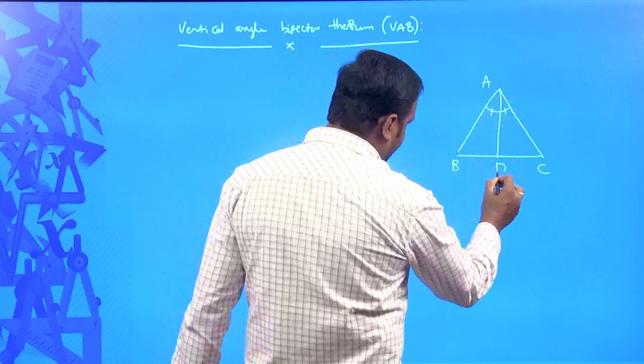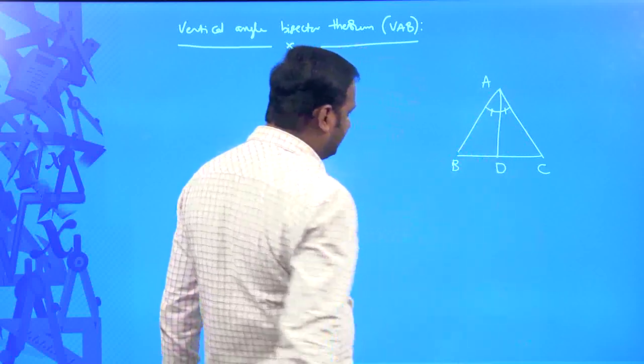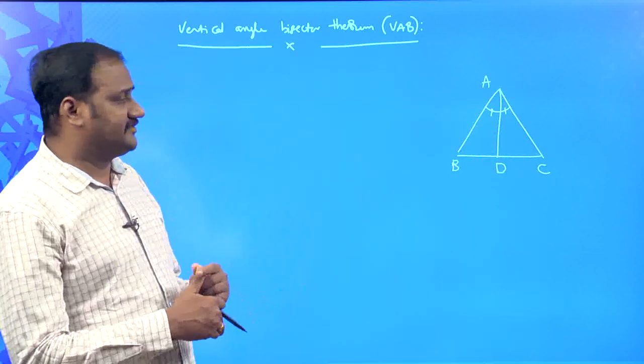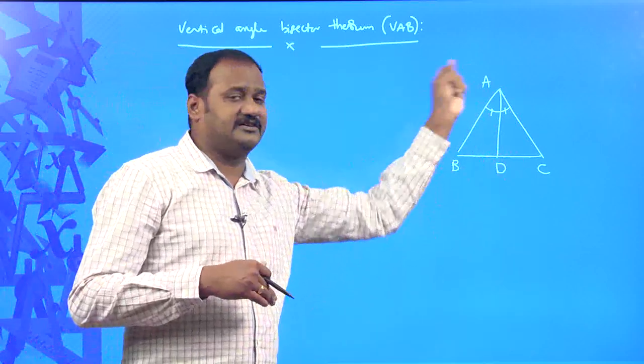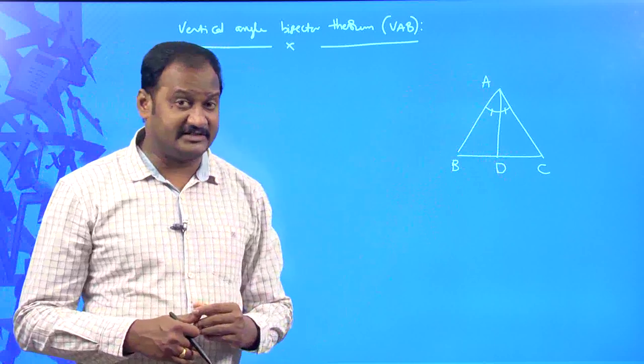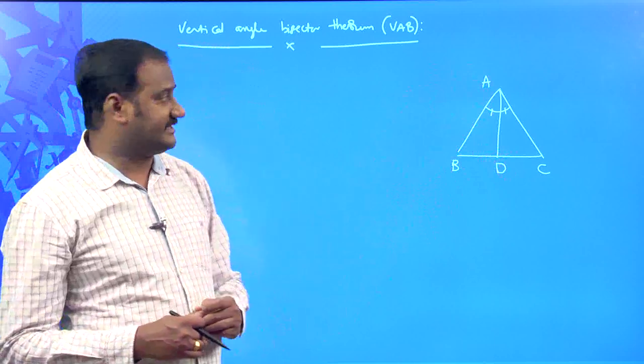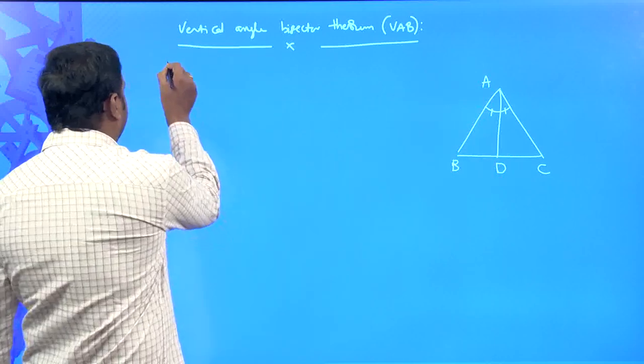Let AD be the bisector of the vertical angle, then that bisector of the vertical angle divides the base into the ratio of the other two sides. That is what is called the vertical angle bisector theorem. That is what I am going to write as the statement here.